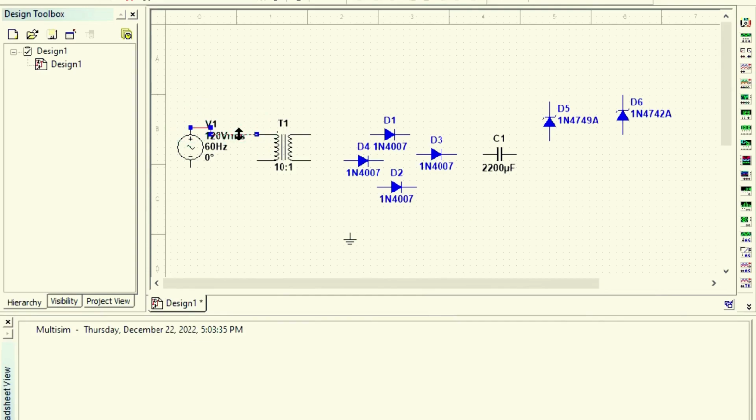First connect the positive of the 240 volt AC supply to the positive of the primary of the transformer. Then connect the negative point of the AC supply to the negative of the primary of the transformer.